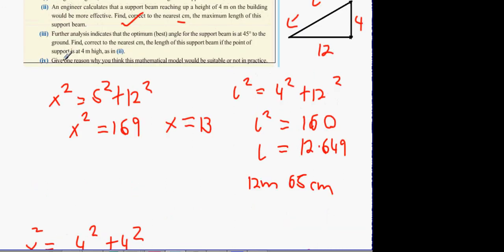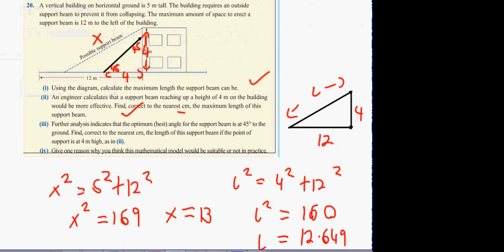Finally, give one reason why you think this mathematical model would be suitable or not in practice. Pythagoras' theorem is a very quick and effective way to find out the maximum length of the support beam, which was the whole point of this exercise. It's much easier to measure the distance from the beam to the foot of the base and the height going up the side of the building, as opposed to diagonally trying to get a measuring tape going taut straight across. That's why it'd be an effective model in practice.